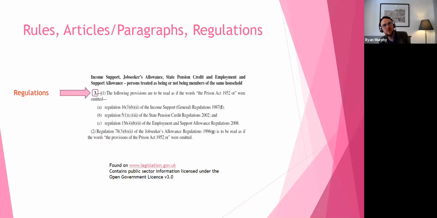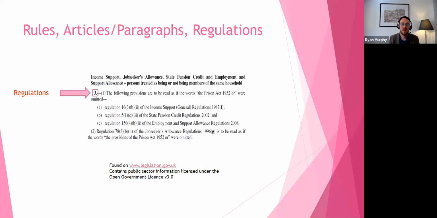If this was an order in council, a different form of secondary legislation, then that bolded number would be referred to as its article. And it's important that you start to get used to this different terminology and how it applies to different sorts of legislation. So in Acts of Parliament, you have sections. In regulations, you have regulations. In orders in council, you have articles. And in books of rules, you have rules.